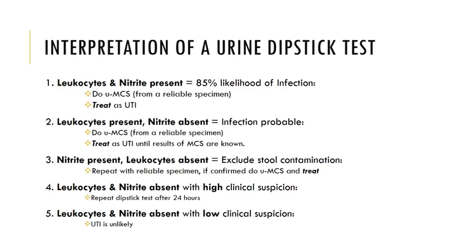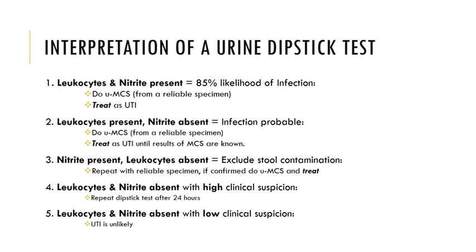If you have leukocytes but no nitrites, infection is probable. Do a urine MC&S and treat as a urinary tract infection until your results are known. Keep in mind, if a patient has received antibiotics before you've collected your urine sample, this can interfere with the results you will find on your urine MC&S. If you see nitrites but no leukocytes, make sure there is no stool contamination, especially if it was a bag sample. If it was a bag sample, repeat with a reliable specimen. If you still get nitrites on your dipstick, send away urine MC&S and treat.